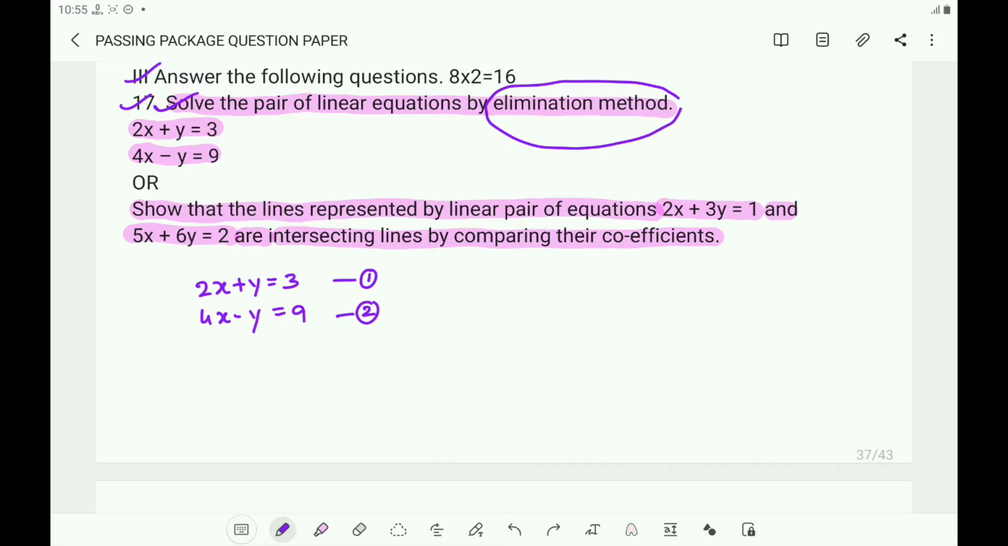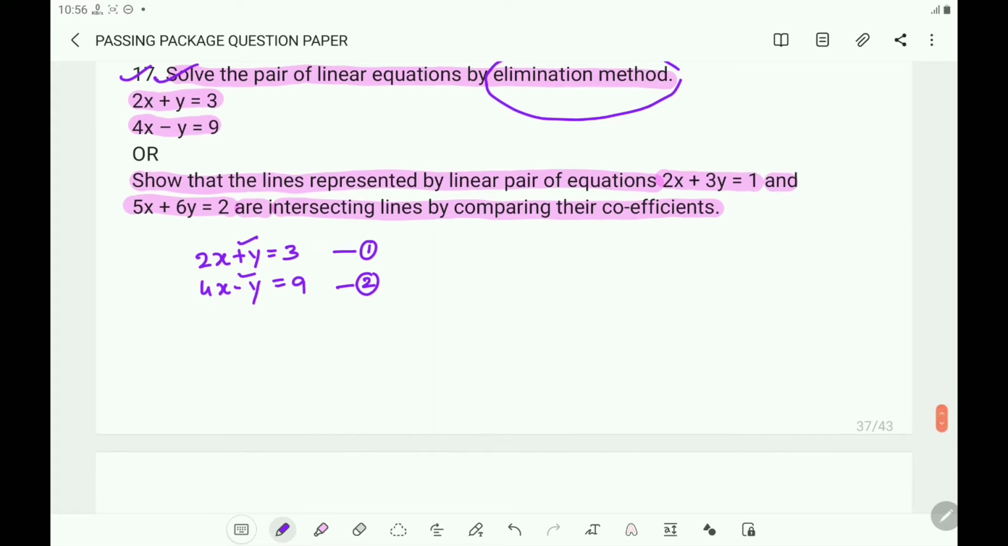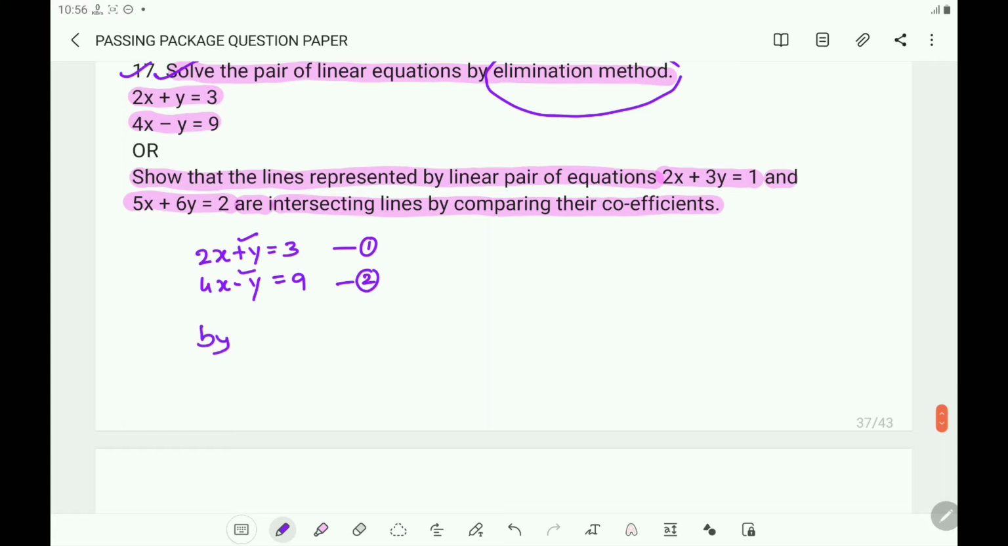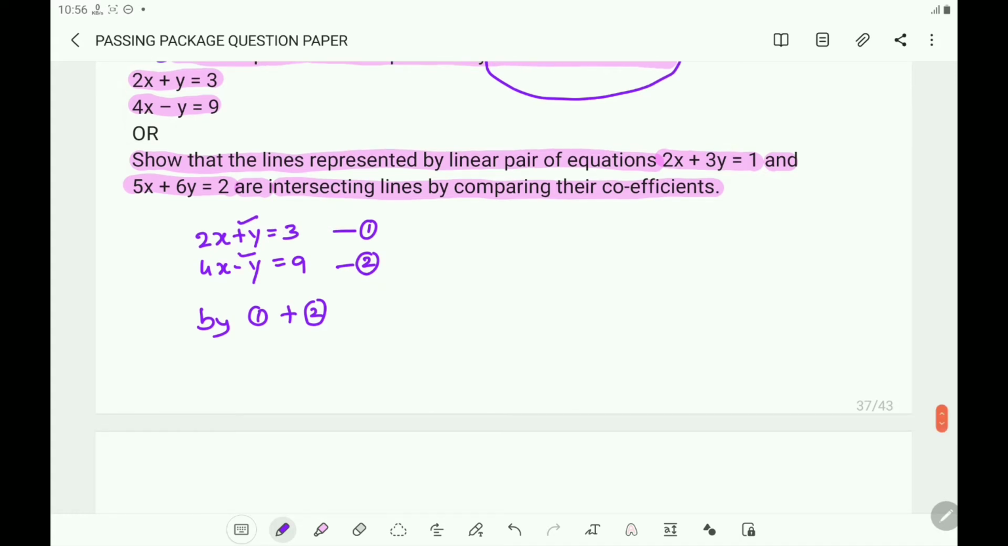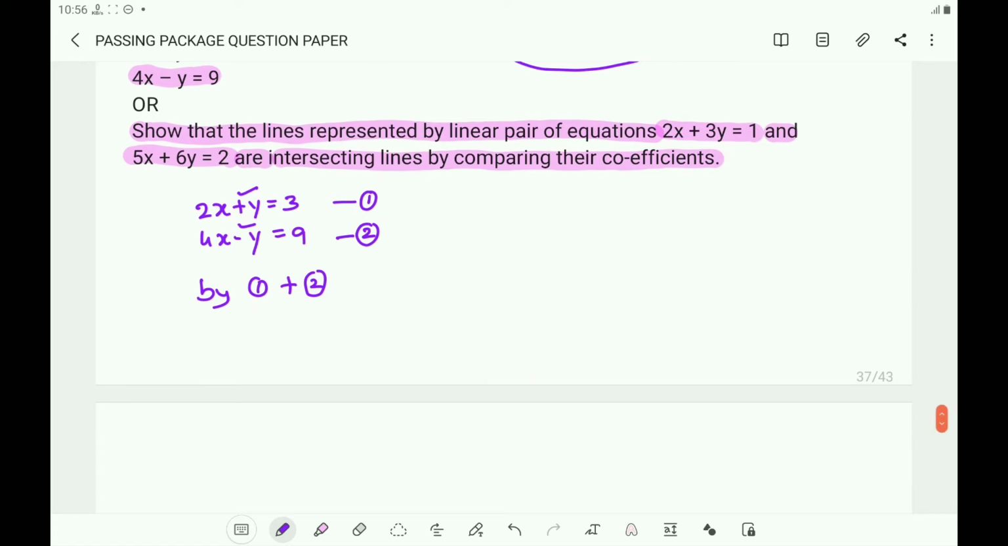Don't bother about the sign. It may be plus 1 or minus 1, but the 1s are the same. So you can eliminate the variable y easily. Which operation do you have to do to cancel this y? Because the signs are different, to cancel them you must add. So you write first plus second. Do the addition, then you can cancel y.